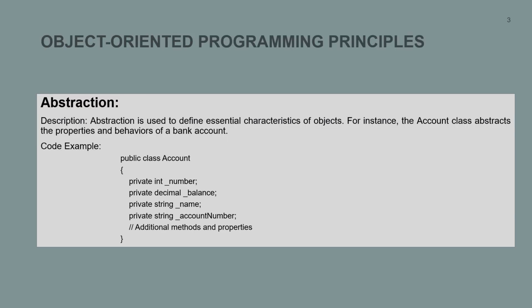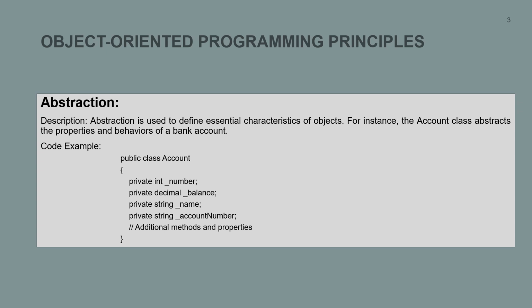We have used object-oriented principles such as abstraction, which is used to define the essential characteristics of an object. For instance, the Account class abstracts the properties and behavior of a bank object, including private fields like account holder name and account number, while exposing methods like deposit, withdraw, and transfer to interact with these fields. It simplifies complex operations by providing a clear interface to the user.